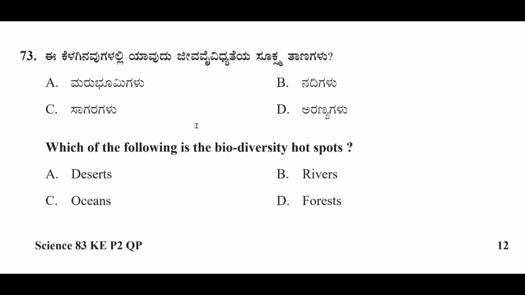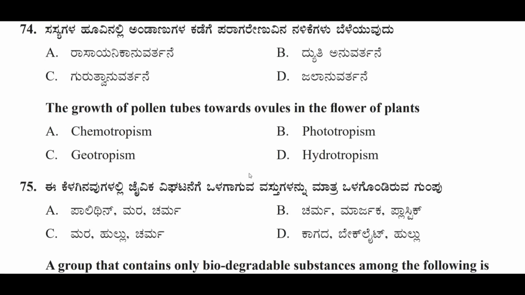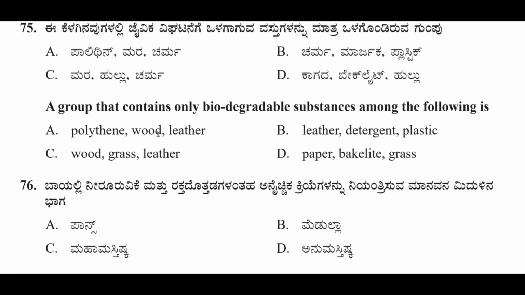Next question, which of the following is the biodiversity hotspot? Forests are an example of a biodiversity hotspot. Now, moving to next question, the growth of pollen tubes towards ovules in the flower of plants is an example of chemotropism. Because of chemicals, the movement will occur.